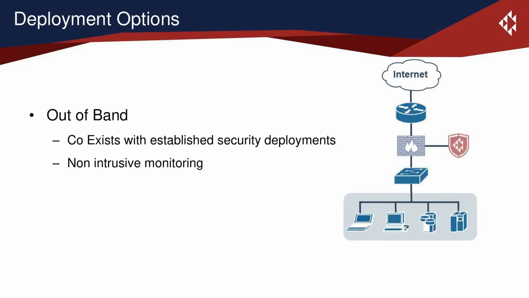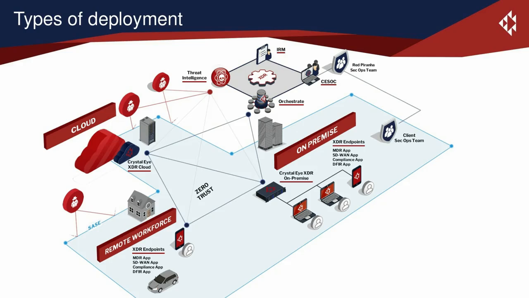Now, just covering our types of deployment, we would have covered it last week as well. We do have our on-premise appliance. So that's a Crystal Eye XDR on-premise appliance you see there right in the middle of the screen. To the left, you see the Crystal Eye XDR Cloud. That's a version that we'll be playing with today for our training instance.